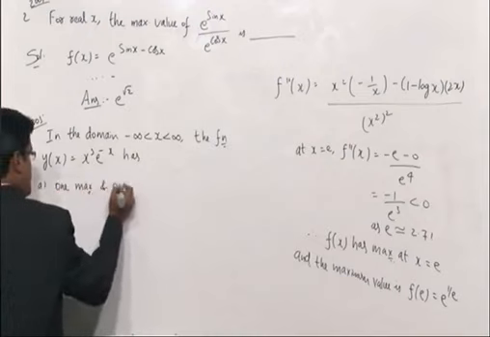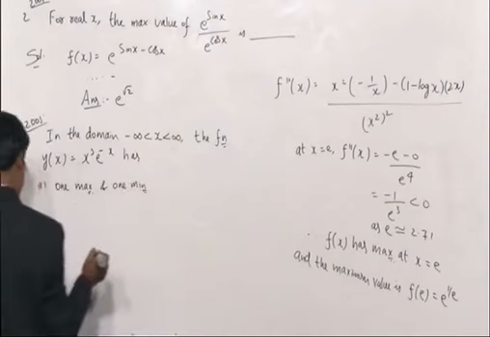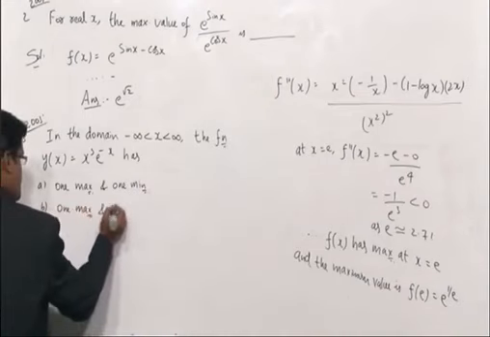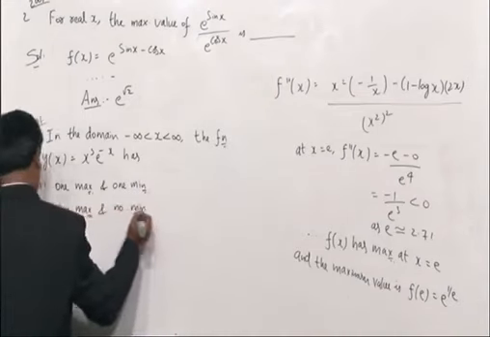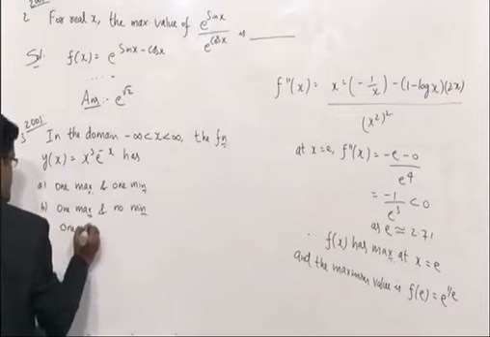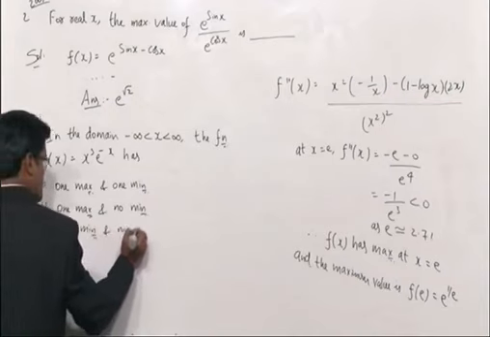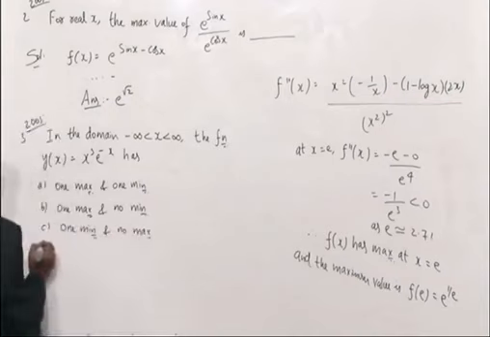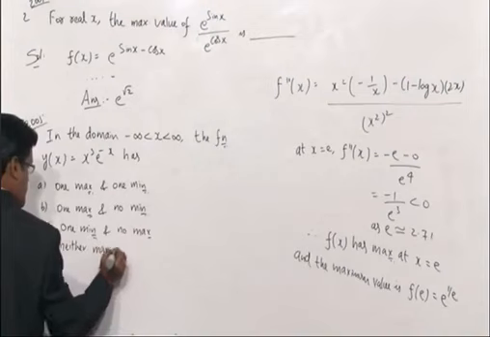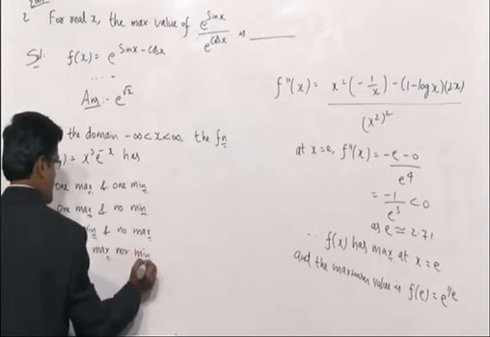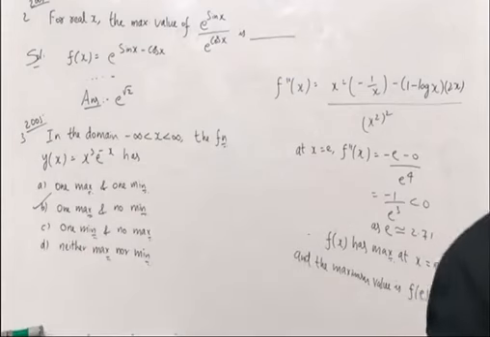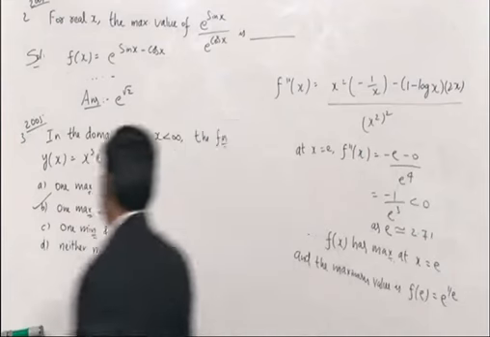1 maximum and 1 minimum, 1 maximum and no minimum, 1 minimum and no maximum, neither maximum nor minimum. The answer is 1 maximum and no minimum. Later you check. Now I am giving the procedure for 2 variables.